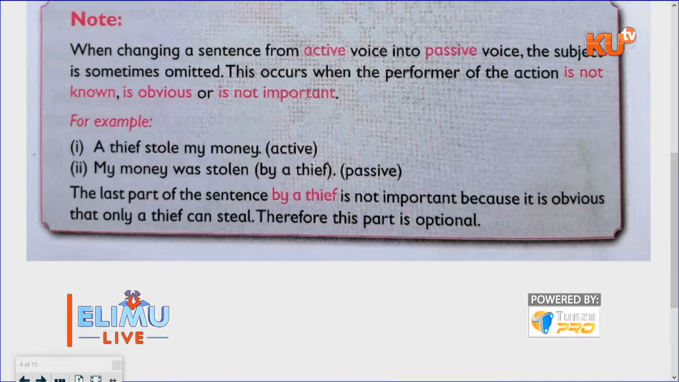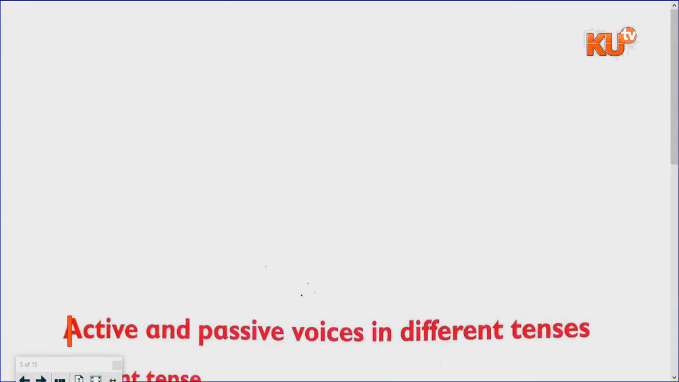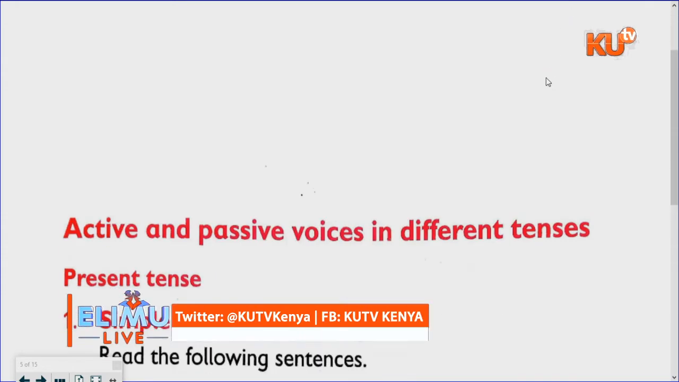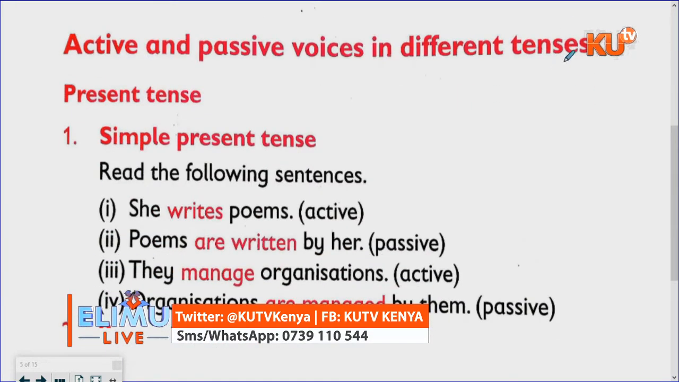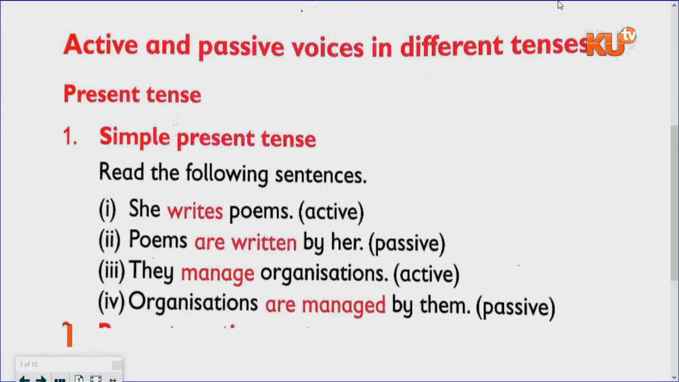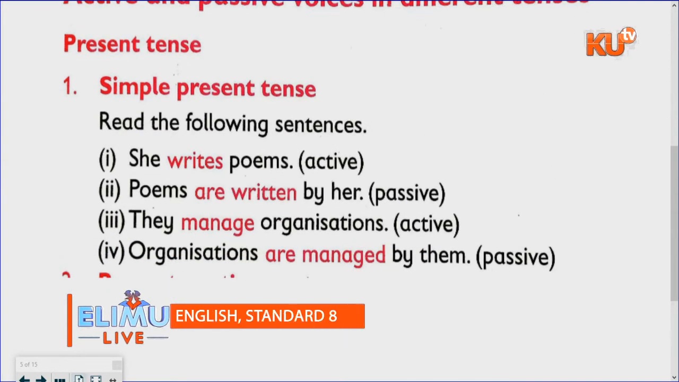Taking you to the next part of my notes today. Active and passive voice in different tenses. Present tense. In simple present tense, I want you to read those sentences. She writes poems. That is in active voice.